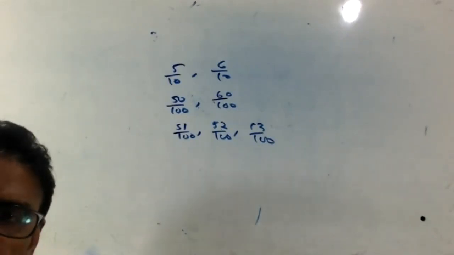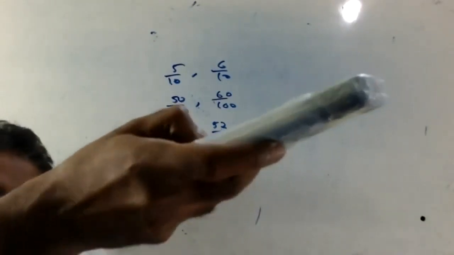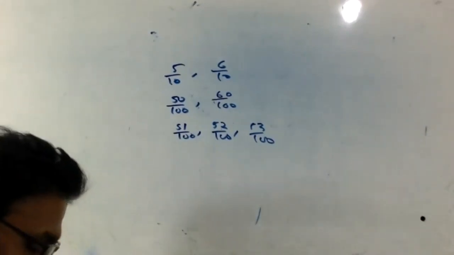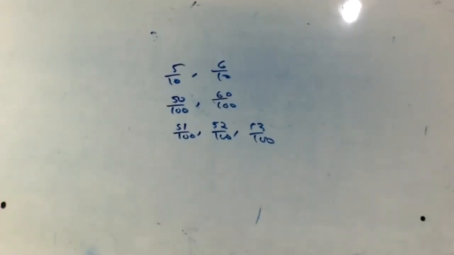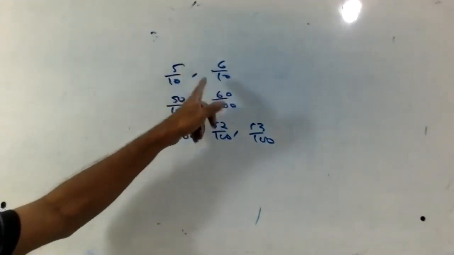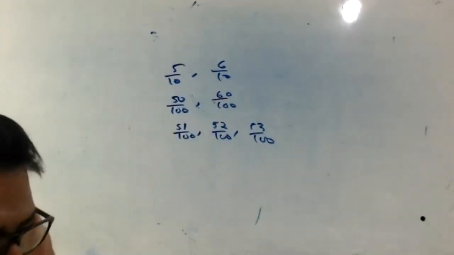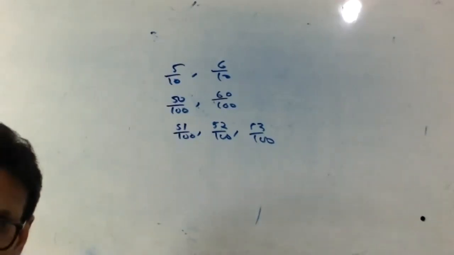No need to write in decimal form. If your school says so, you write it; for me, no problem. Next one, are you okay? Suppose you want more numbers, you add here: 51 by 100, 52 by 100, 53, 54, 55, 56, 57, 58, 59, like that.